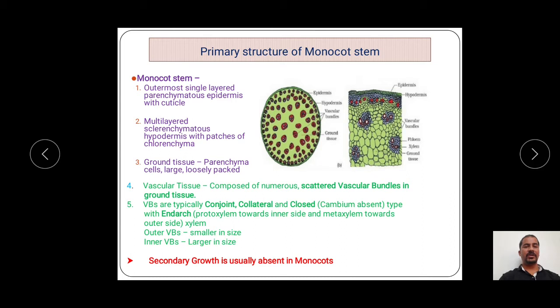This is a typical type of vascular bundle which is mostly present in the monocot stem. The outer vascular bundles are smaller in size and larger in number, while the inner vascular bundles are of larger size and few in number. The most important point regarding the monocot stem is that in monocot stem the secondary growth is usually absent.